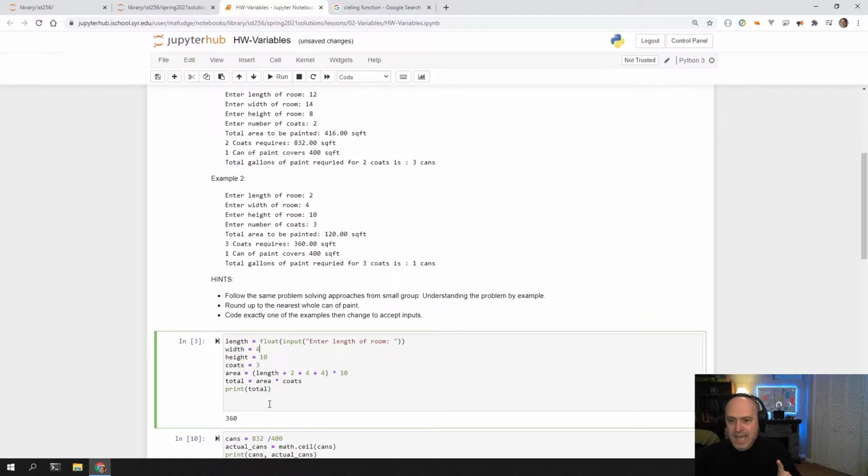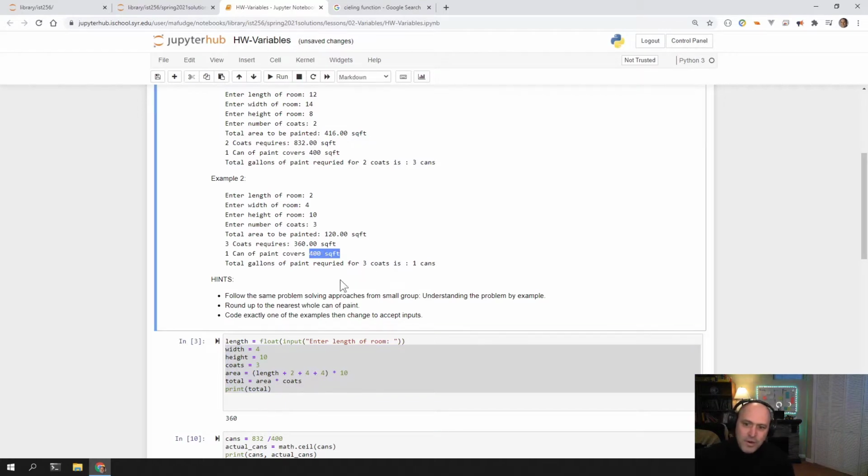In essence, everything in between the input and the output is going to be variables. There shouldn't be any numbers in here, right? The only number that's fixed here is that a can of paint uses 400 square feet. That's the only thing that is never going to change regardless of how the program works. It's always going to be the same number of square footage in a can of paint.